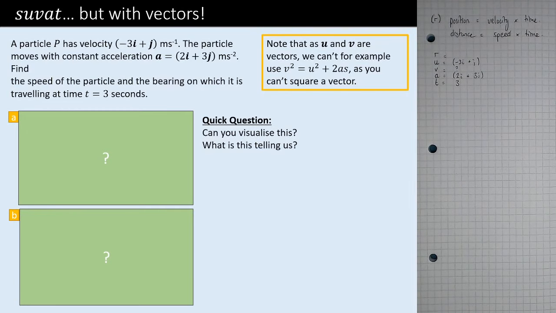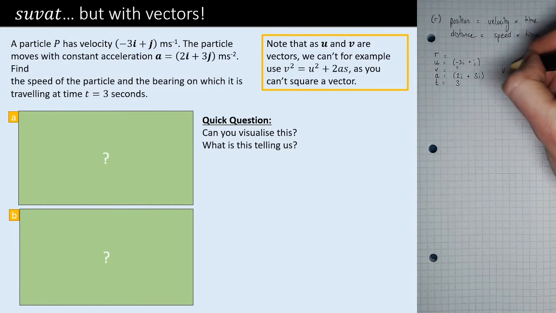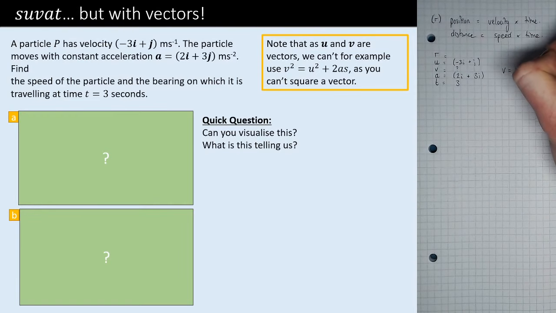Right, so we've got everything that we want, and we've got everything in the question there. We now need to figure out which equation we need to use. We want v, we've got u, a, and t. Well, that's a nice one. v equals u plus at.